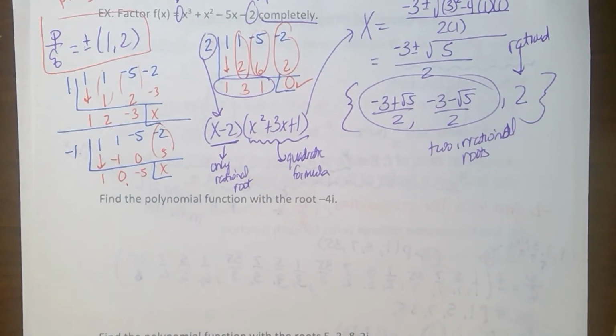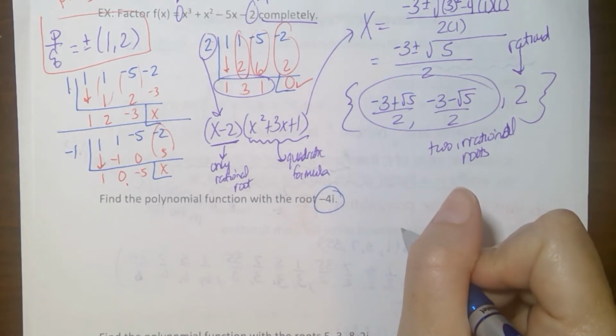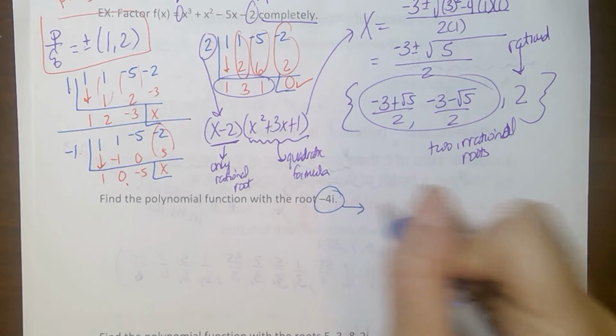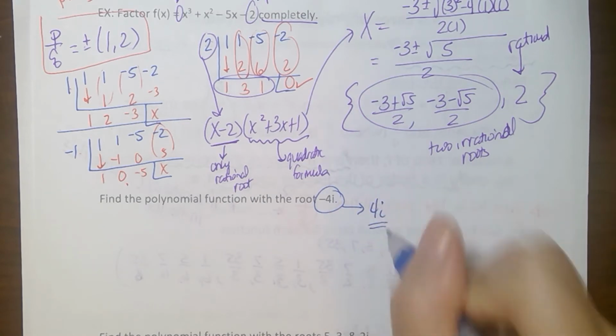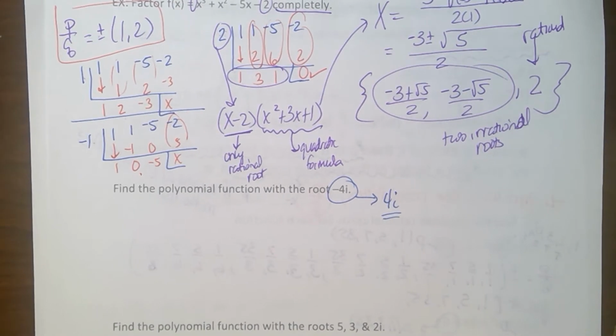All right, the next question asks us to find the polynomial function with the root negative 4i. So this time I'm working backwards. I have a root and I need to find the function. Well, negative 4i is imaginary, and because of our conjugate pairs formula, we know that imaginary roots come in conjugate pairs. So I also have the root positive 4i.